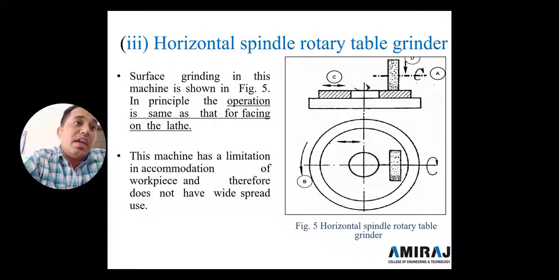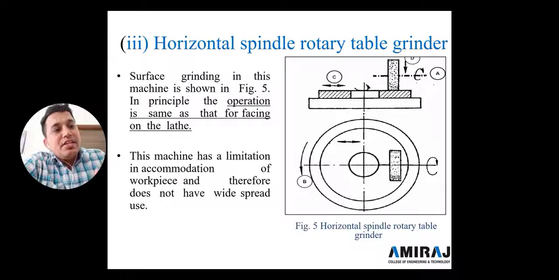Horizontal spindle rotary table grinder. Here the wheel is rotated in the horizontal direction, but two different things are there. The wheel is rotated in a clockwise or anti-clockwise direction, as well as the table will be rotated in a clockwise or anti-clockwise direction. So here the workpiece is rotated as well as the grinding wheel, both are rotated. The operation is the same as the facing operation of the lathe. In lathe machine facing operation we do the same operation. The machine has a limitation in accommodating the workpiece and therefore does not have widespread use.